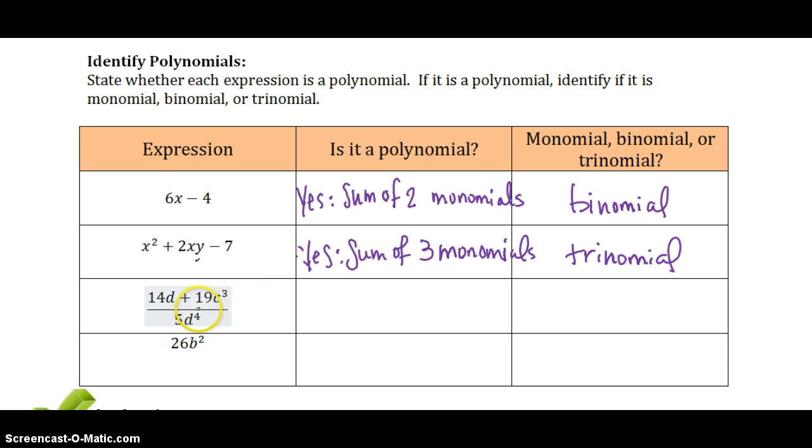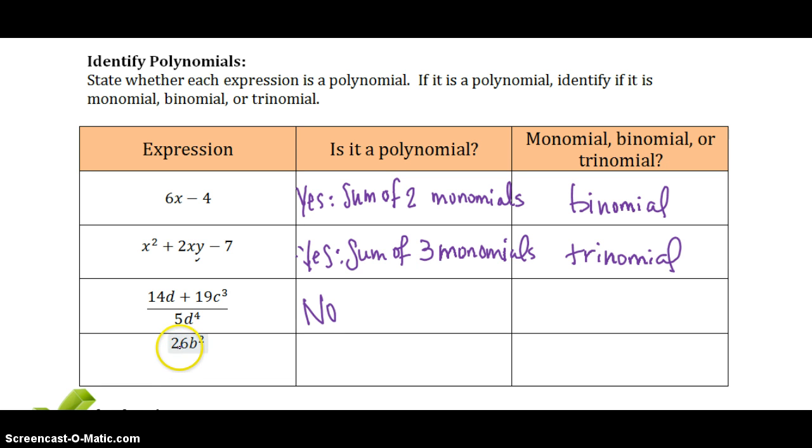Now this next one is not a polynomial. Not only are we seeing a division in this problem, but if we manipulated using what we know about our exponents, the functions of our exponents that we just covered in chapter 7, we would end up with negative exponents, and our polynomials cannot have powers that are negative. So it is not a polynomial.